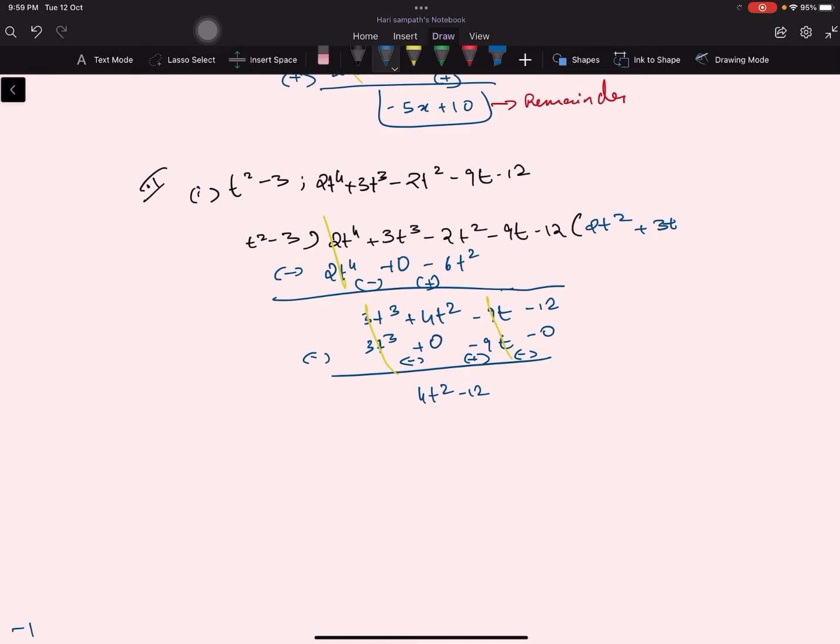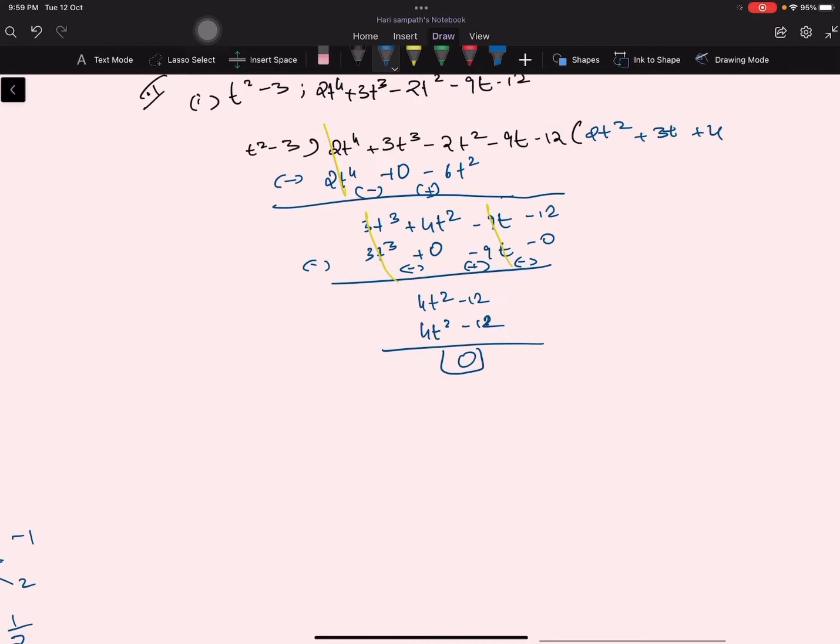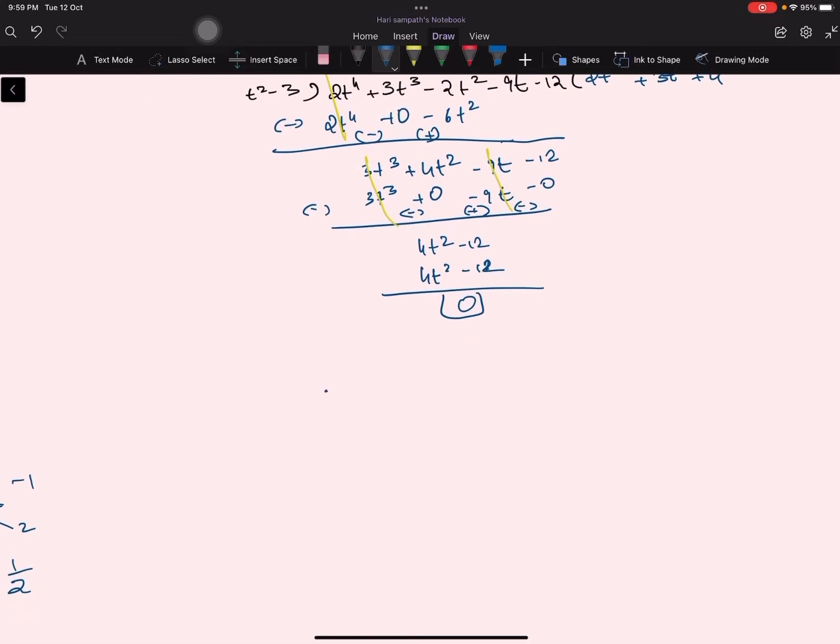minus 12. So we're going to be multiplying it with plus 4, and we get the same equation, minus 12. So it perfectly divides it. Therefore, yes, it divides the equation and leaves no remainder.